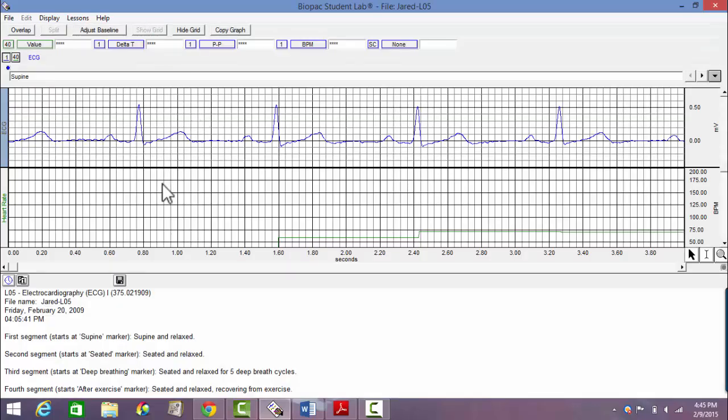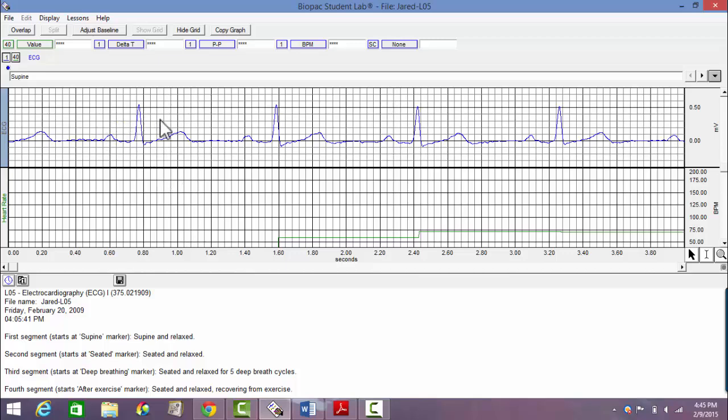So again, I can show the grid if I want. And these are large boxes. So here's a large box. And the way I know is that it goes from point A to one. So this is 0.2 seconds right here. And then the small boxes, if you were doing measurements off of this software, if you just had a paper strip, you might want to know what the measurements are of the small boxes.